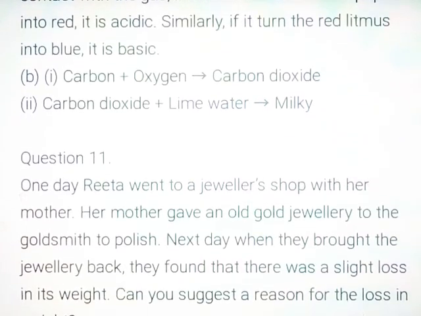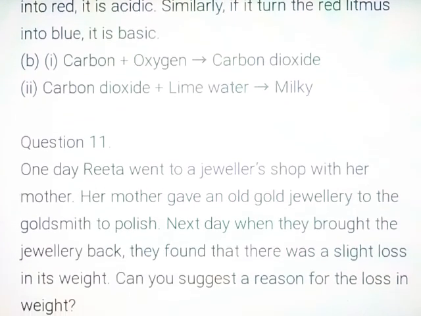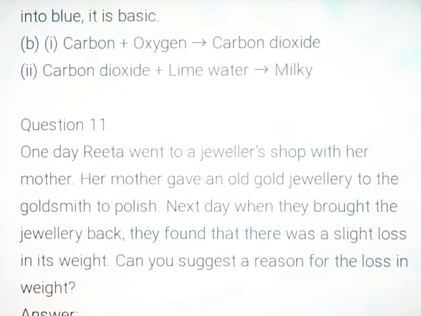Carbon plus oxygen forms carbon dioxide. Carbon dioxide plus lime water forms milky.